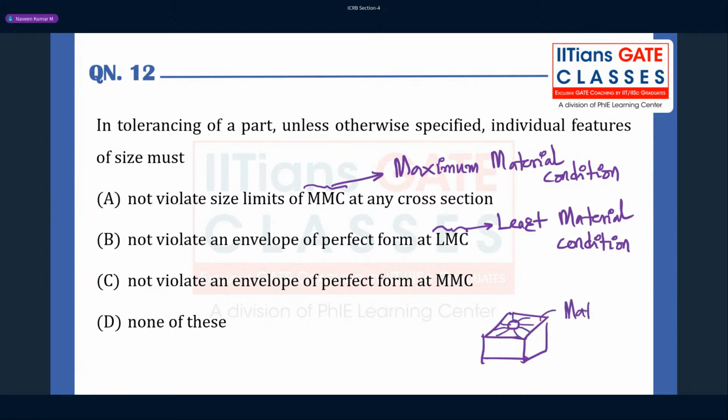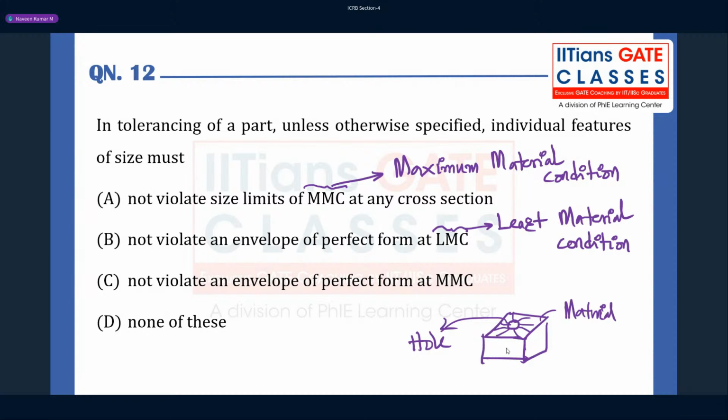Material. Hole. In the same material, same tube or whatever it is, same dimensions, if you make more hole, you're removing the material, so you're lessening the material, right? Small hole, more material. Big hole, less material. Right? So that is what they call the maximum material condition. It's like the opposite of what we're discussing.